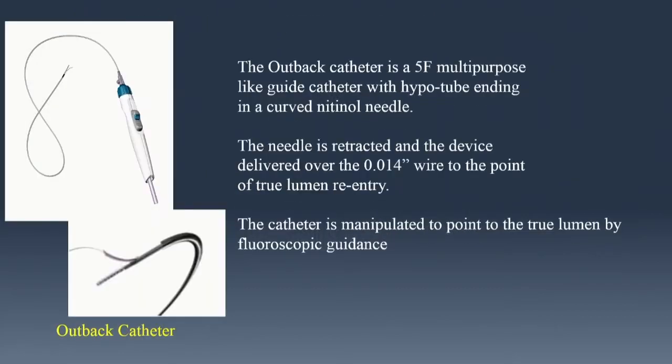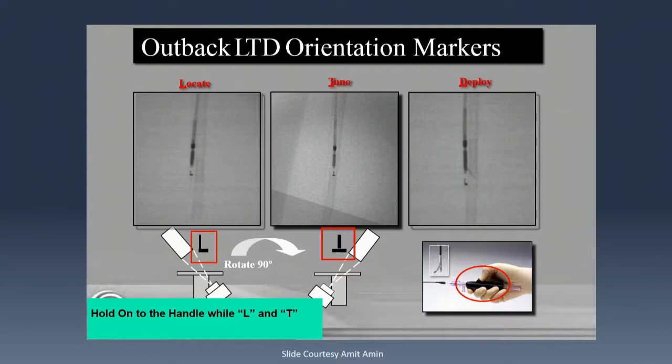When we look at the Outback catheter, this is a 5 French multipurpose-like guiding catheter with a hypotube ending in a curved nitinol needle. The needle is retracted. The device is delivered over a 0.14-inch wire to the point of the true lumen reentry. The catheter is manipulated under fluoroscopic guidance. The LTD acronym is very helpful.